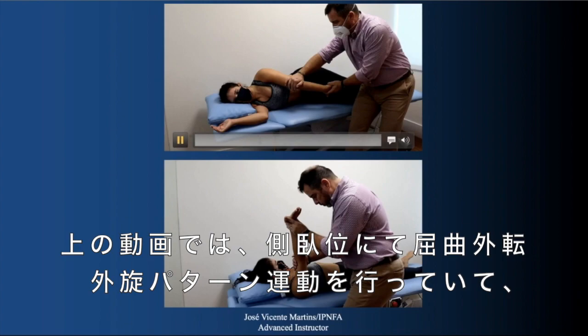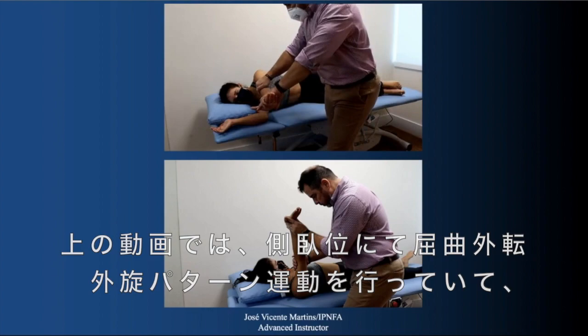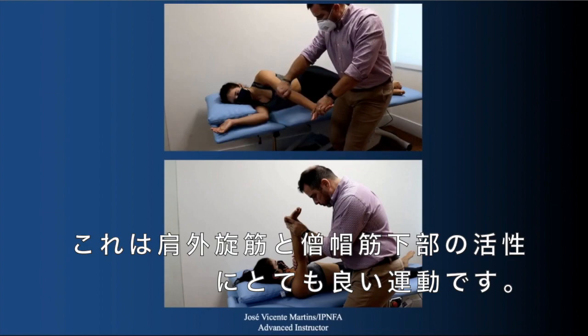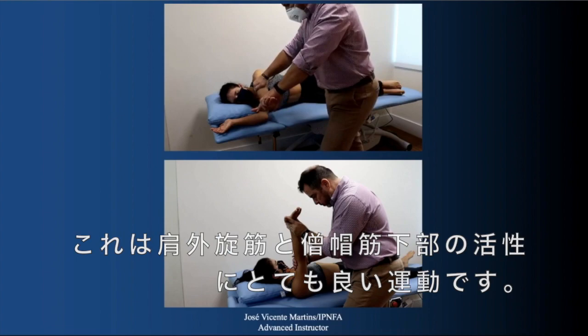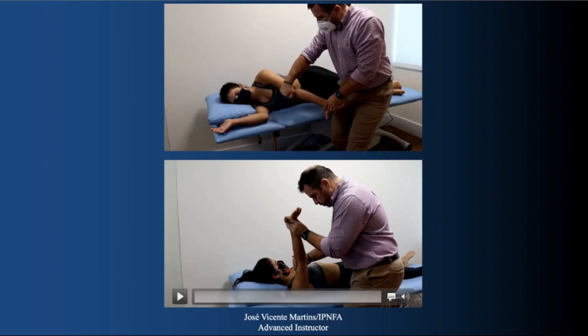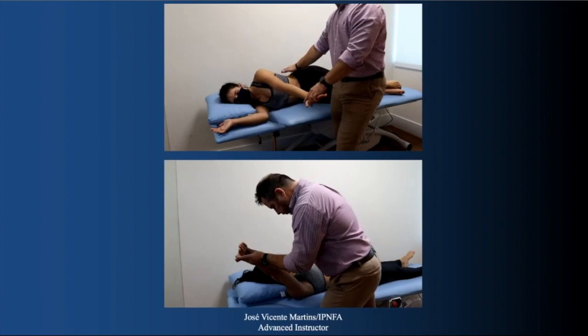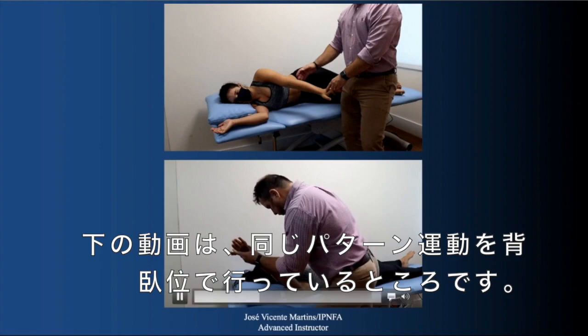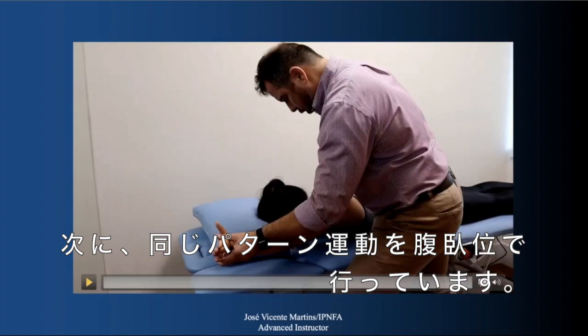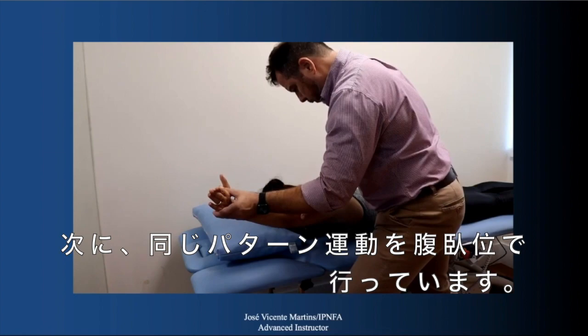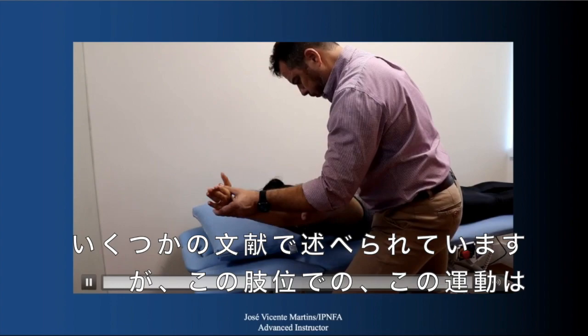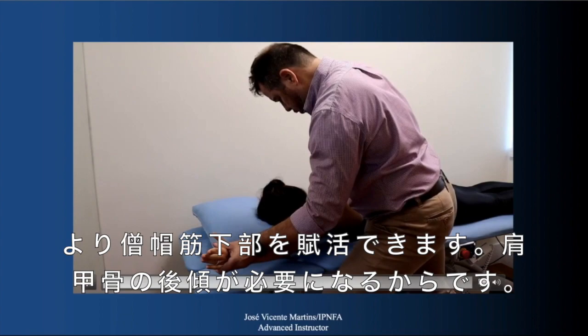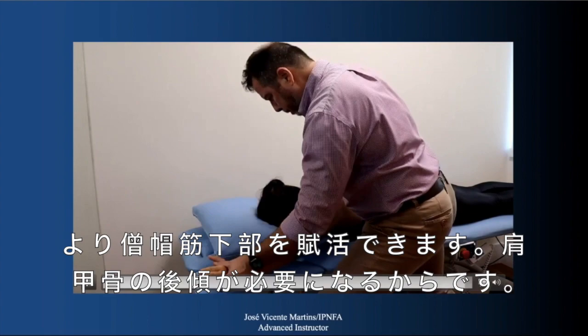So, in this case here, I'm using flexion, abduction, external rotation in sidelying position. This is a good exercise to activate the external rotators and also the lower trap. In here, the same pattern in supine position. So here I'm using again flexion, abduction, external rotation in prone position. So we know from some articles that this pattern in this position can activate more lower trap because the scapula has to do a posterior tilt.